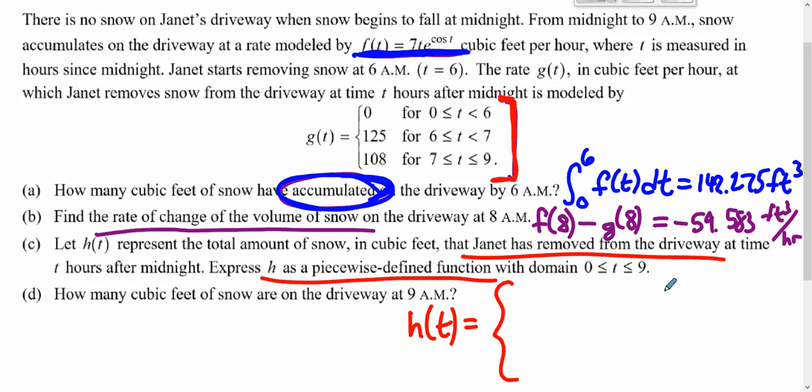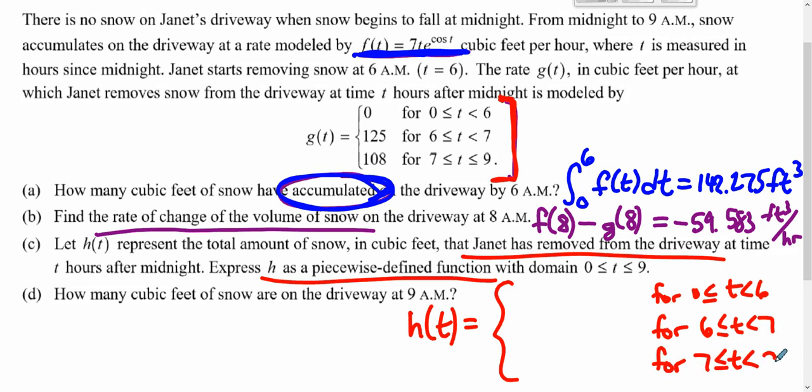There's going to be one thing for times less than 6. There's going to be one function for times between 6 and 7, and there's going to be another expression for times between 7 and 9. So let's do the easy part first. Janet is not removing any snow before 6 a.m. Janet has not removed any snow before 6 a.m.